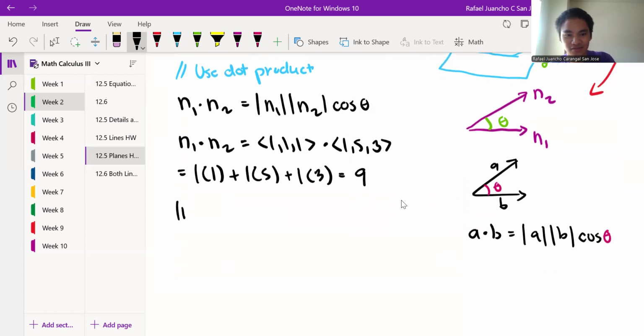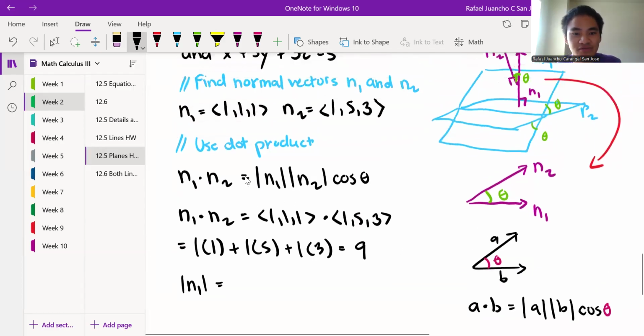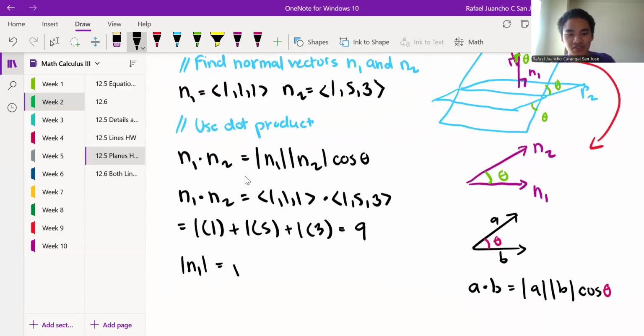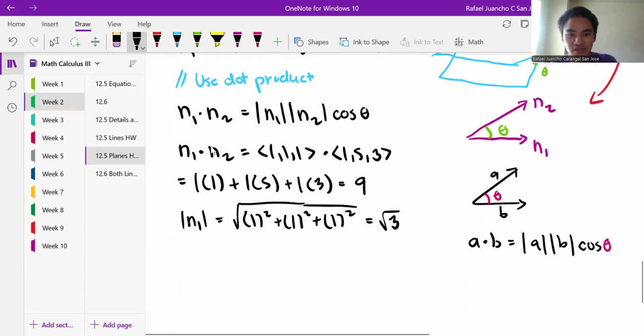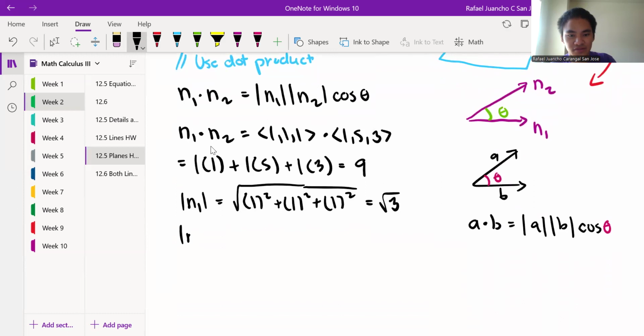Now what's the length of the first one? So now here we're just doing it step by step. We're filling in the parts that we do know. So what's the length of n1? n1 is just the distance formula. 1 squared plus 1 squared plus 1 squared. So this is the square root of 3. What else do we know? The length of n2. You can do the same thing.